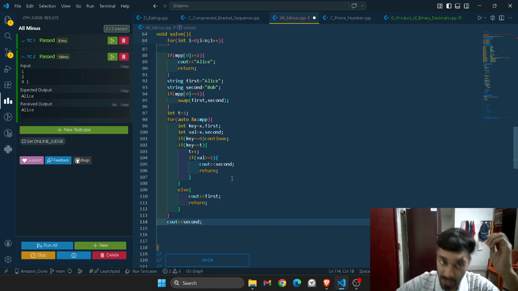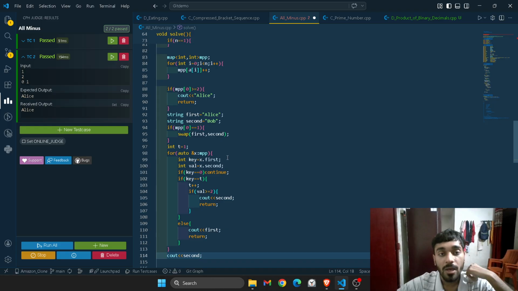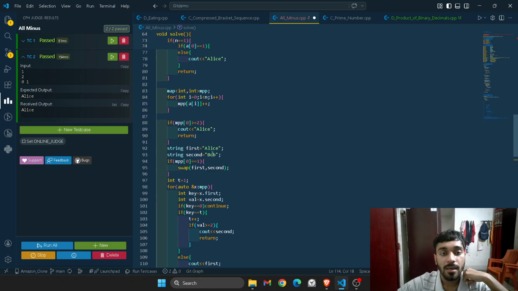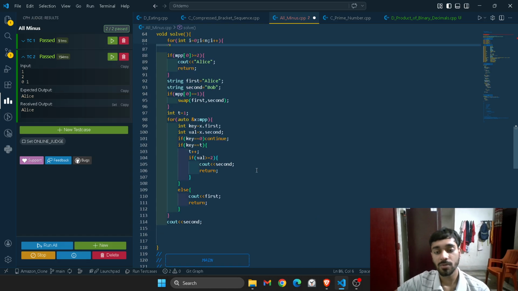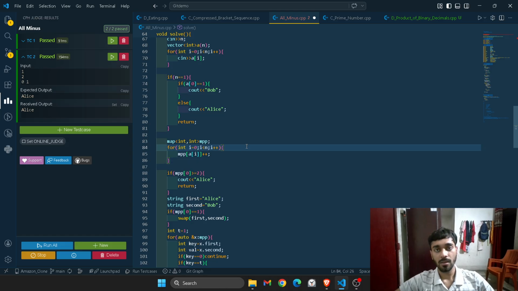So the time complexity of this code is n log n, because I have taken the input and I have used a map for every element. So it is n log n. Space complexity is also n. So this is the solution. Thank you.